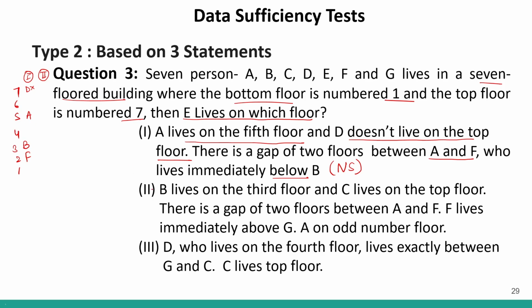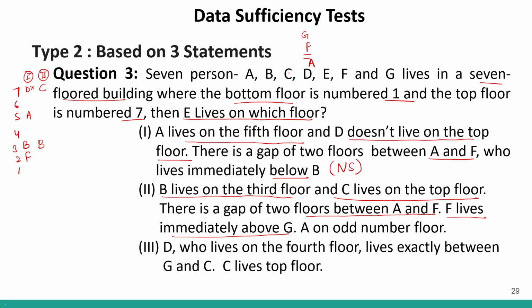Statement number 2 says that B lives on the 3rd floor and C lives on the top floor. So C is over here and B is over here. This is from statement number 2. There is a gap of 2 floors between A and F, but we don't know where A is, where F is. It is given to us that F lives immediately below G. So F lives immediately below G and we have 2 positions and then we have A.